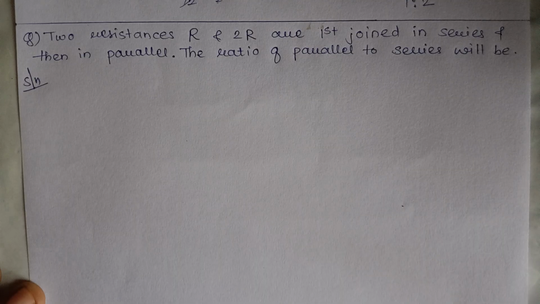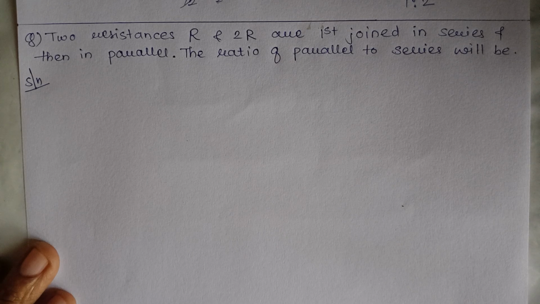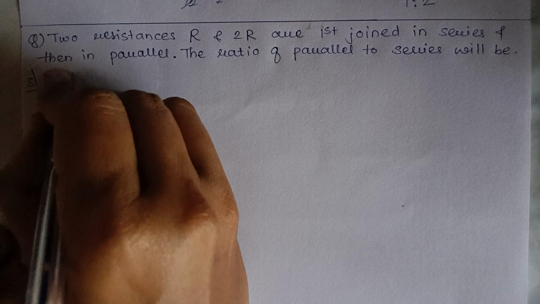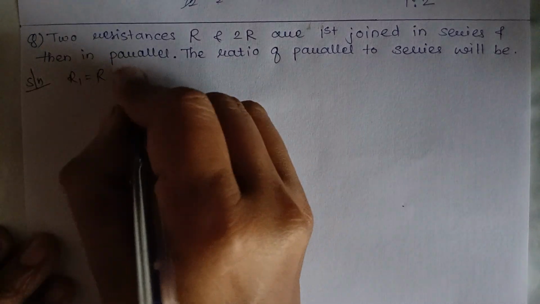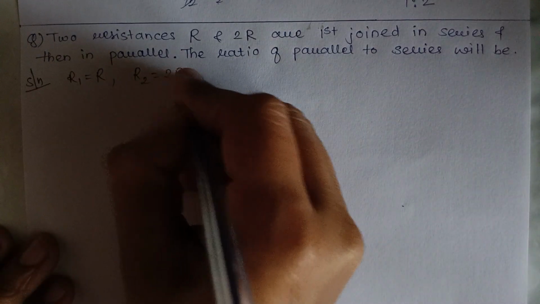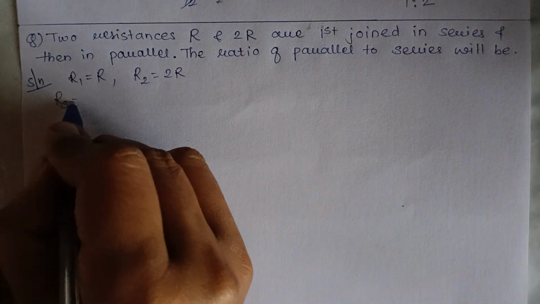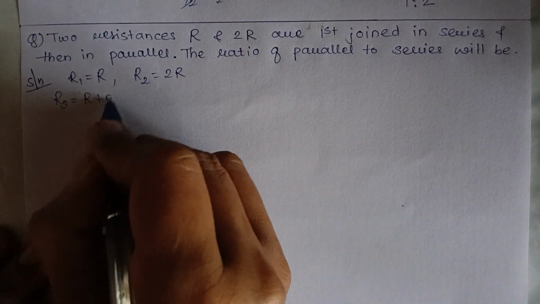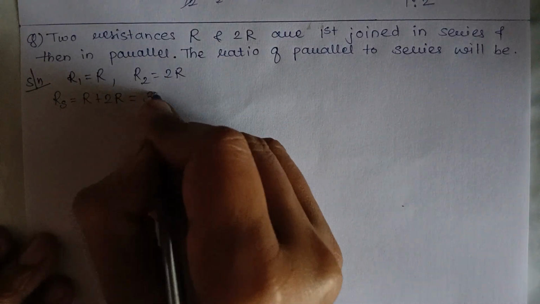Okay. Next question. Two resistances R and 2R are first joined in series and then in parallel. The ratio of parallel to series will be. Now we have to find resistance in series and resistance in parallel, that is total resistance. So two resistances are given. R1 is R and R2 is 2R. Total resistance in series, we have to add them. R plus 2R, which is 3R.